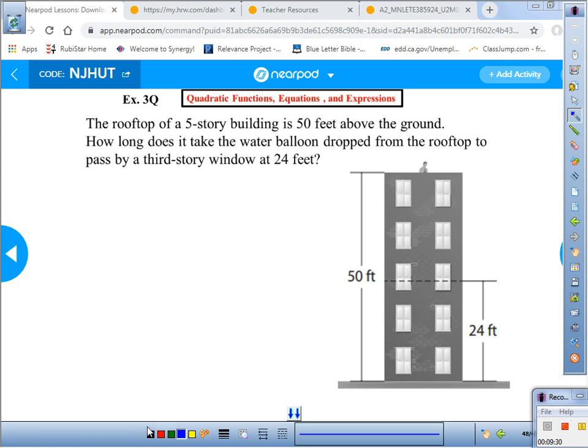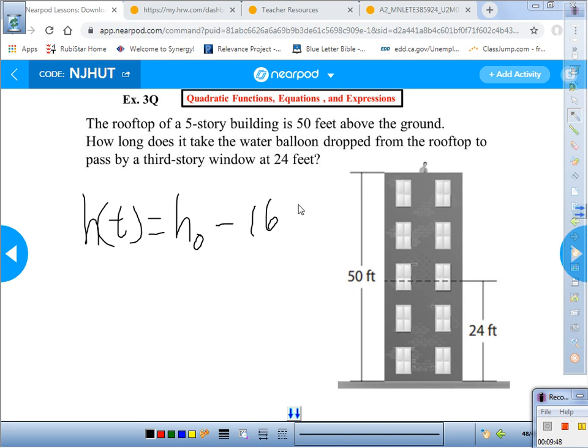All right, so which formula do we use? The height one, because this one they give us a height here and a height here. So we use h of t equals h sub 0 minus 16 t squared. So that's where I'm going. So I want you to box this. Sub 0 means initial height.